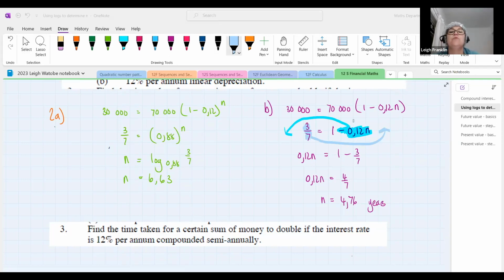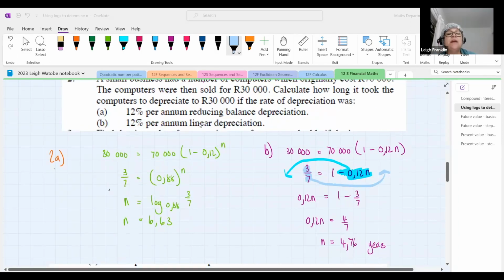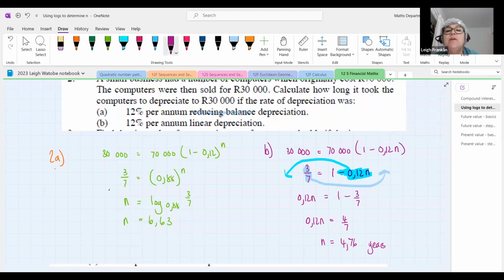They'll tell you that you have to use linear depreciation. So when it comes to depreciation, they'll either say linear depreciation or they will use the words reducing balance. If they talk about reducing balance, then it means A equals P(1 minus i) to the n. They'd have to tell you that the depreciation was linear if that's what they wanted you to do.